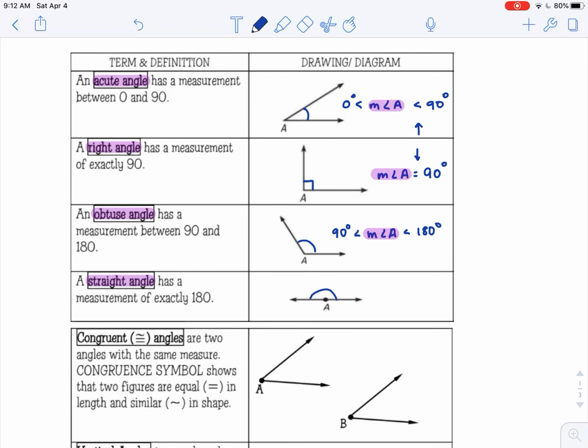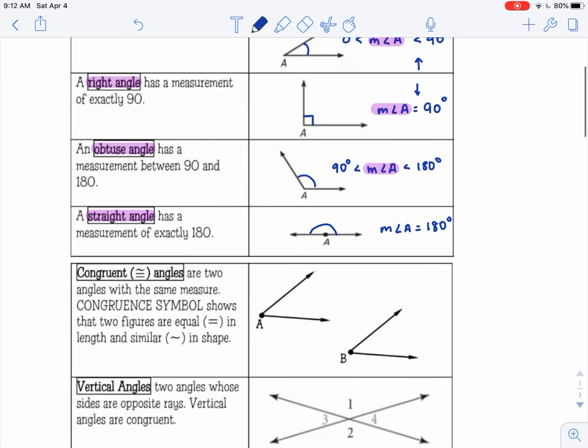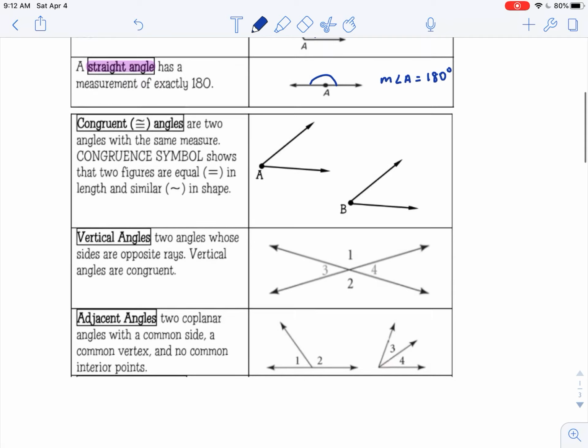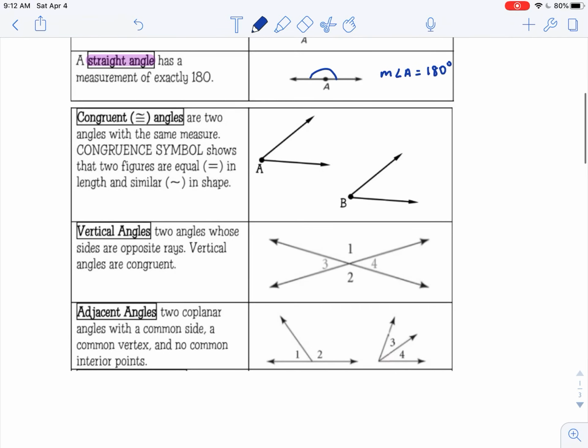A straight angle has a measurement of exactly 180 degrees. That flat line forms an angle of 180 degrees. Now, we're going to continue on with our angles.